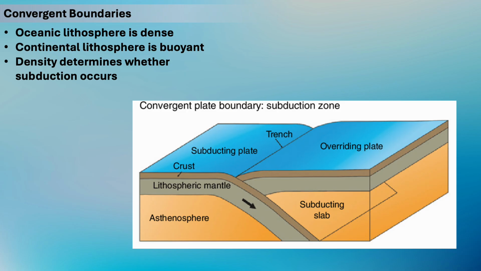In the context of oceanography, convergence involving oceanic lithosphere is especially important because it leads to subduction, which is the primary mechanism by which oceanic crust is recycled back into the mantle.